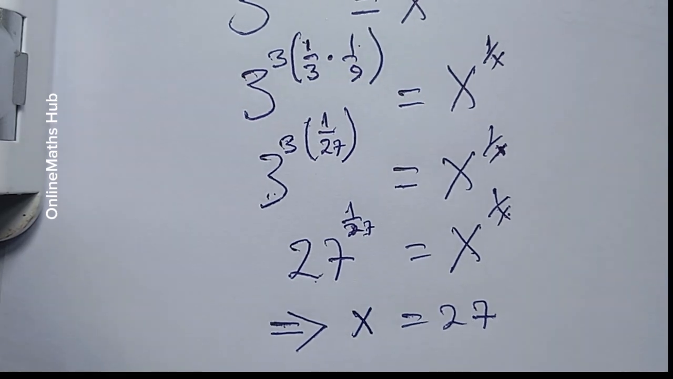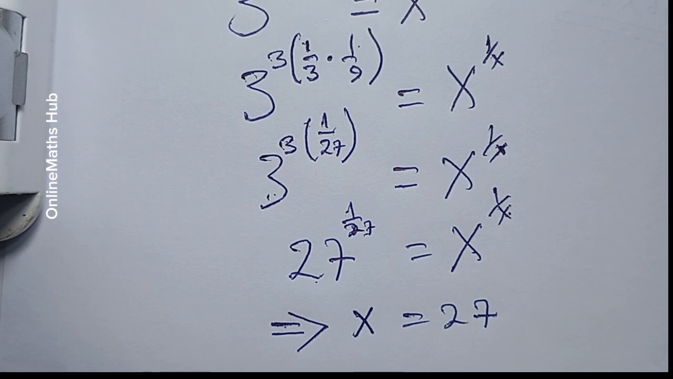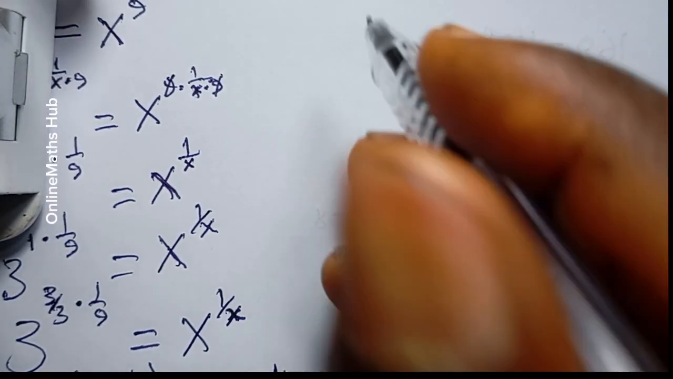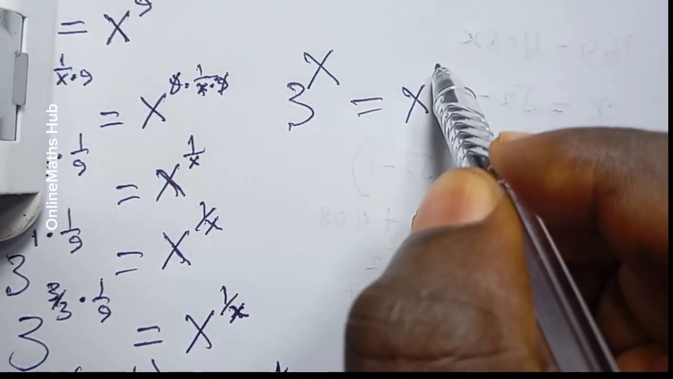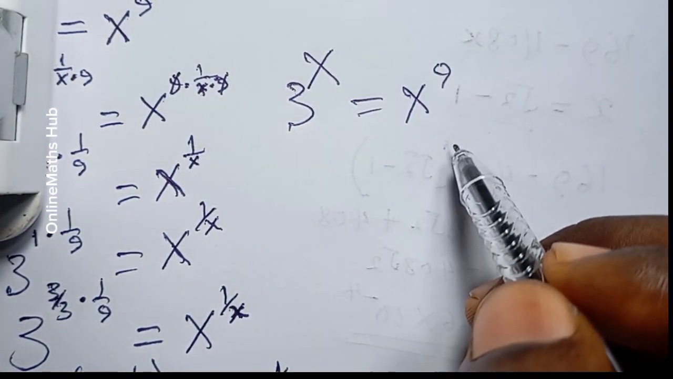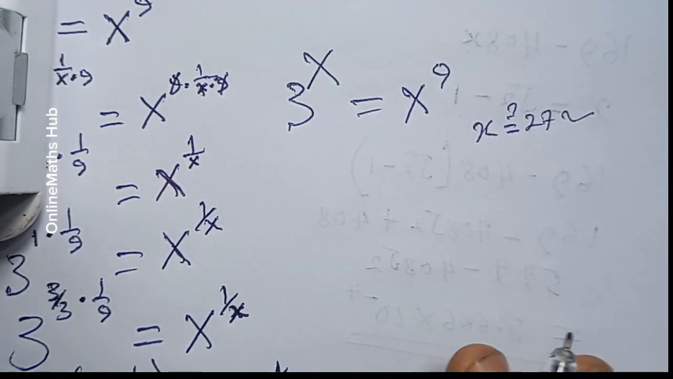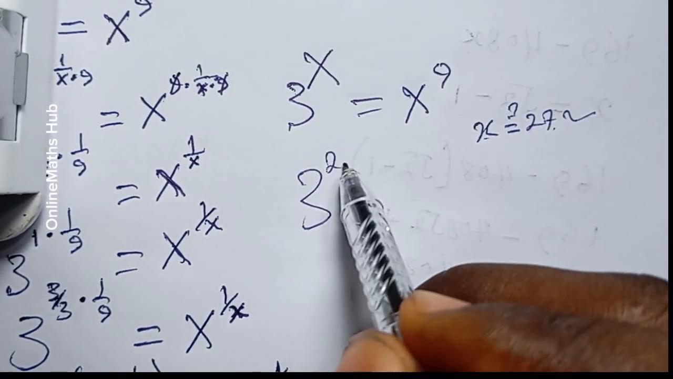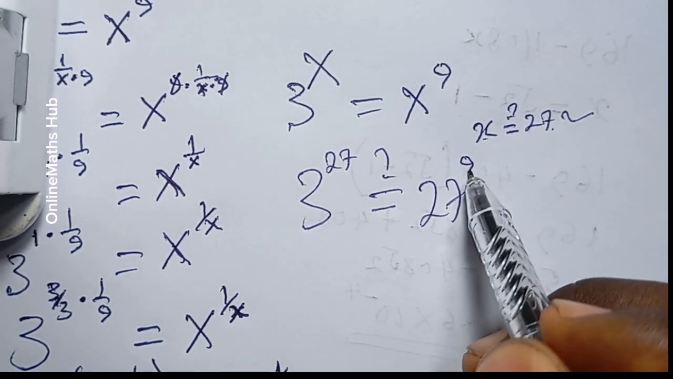So we've gotten that the x that will satisfy the problem we are solving is equal to 27, and you may want to find out whether this is true. If we come back to the equation we started with, we'll solve 3 power x is equal to x power 9. I want to find out whether x equal to 27 will satisfy this problem. Whenever I see x, I'm going to replace it with 27. So I'm going to be having 3 power 27 right there, and we want to find out whether this will be equal to 27 power 9.